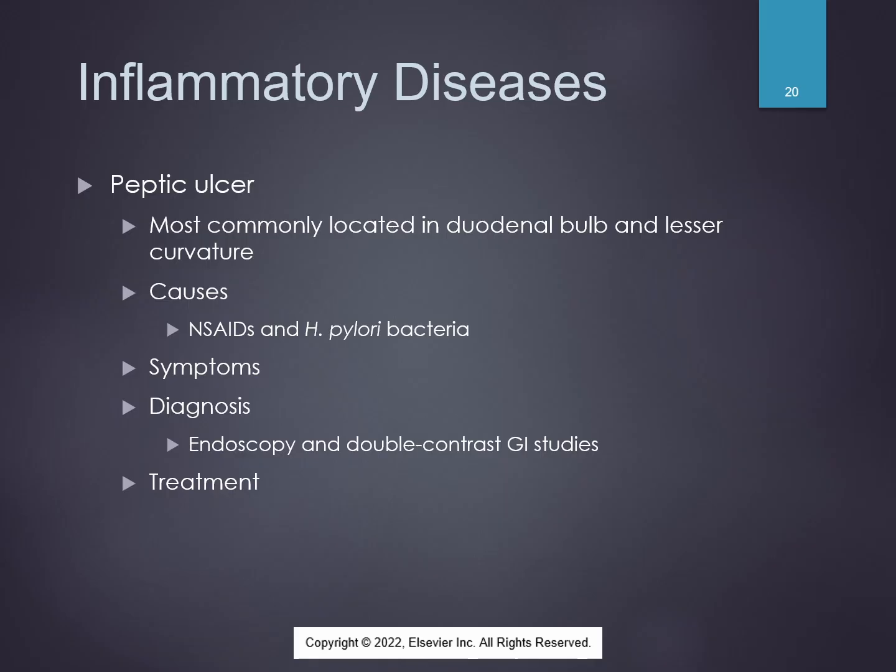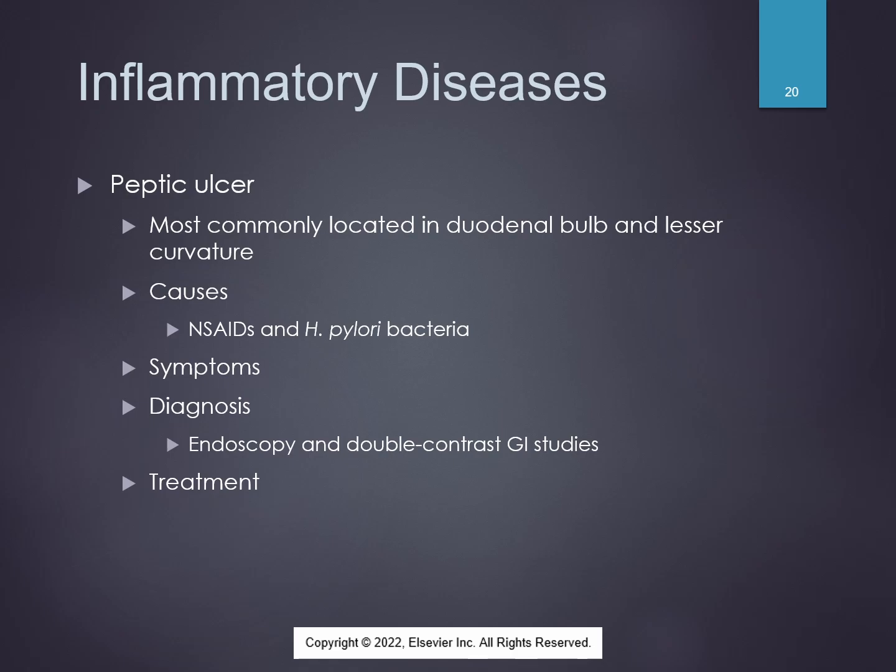Peptic ulcer is an erosion of the mucous membrane of the lower end of the esophagus, stomach, or duodenum. The most common sites are in the duodenal bulb and on the lesser curvature of the stomach. Current studies suggest that peptic ulcers result from disruption of the normal mucosal defense and repair mechanisms. Causes may be NSAIDs and H. pylori bacteria, which will alter the mucosa, making it more susceptible to the effects of acid normally residing in the GI tract.